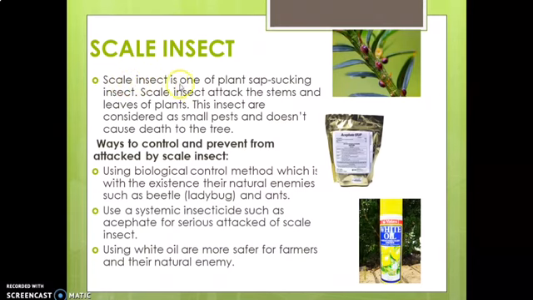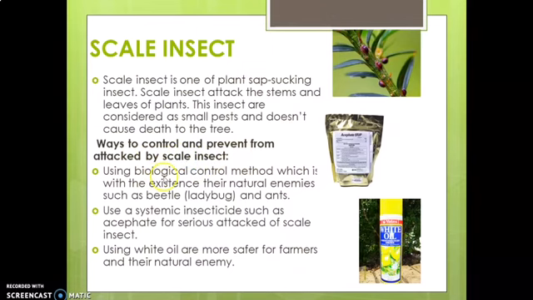Scale insect is one of the plant sap-sucking insects. Scale insects attack the stems and leaves of plants. These insects are considered small pests and don't cause death to the tree. So this is a picture of scale insect.